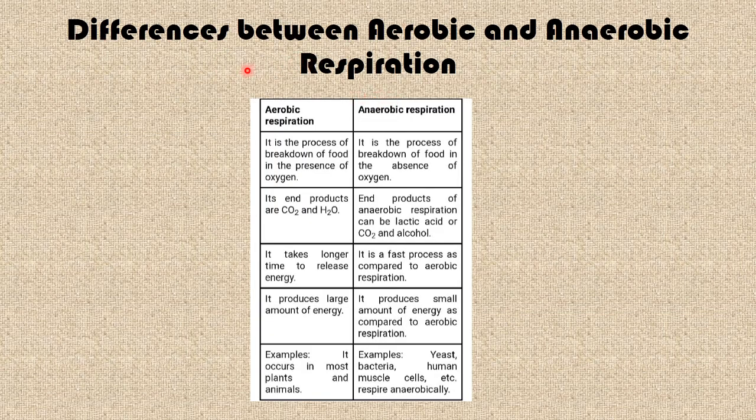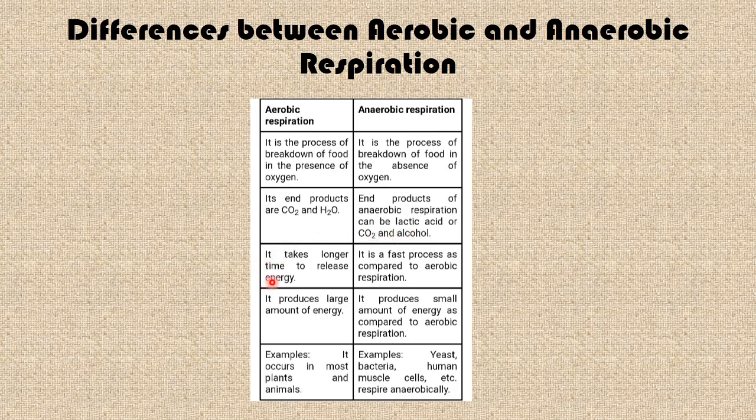Now, moving along, we'll be looking at the differences between aerobic and anaerobic respiration. In aerobic respiration, the process is the breakdown of food in the presence of oxygen, while in anaerobic respiration, it is the breakdown of food in the absence of oxygen. One other difference is that the end product of aerobic respiration is carbon dioxide and water, while the end product of anaerobic respiration can be lactic acid or carbon dioxide and alcohol, as we saw in the previous slide in that equation.